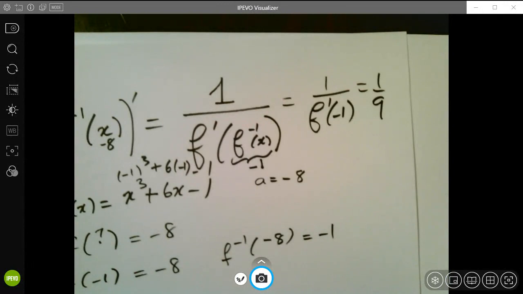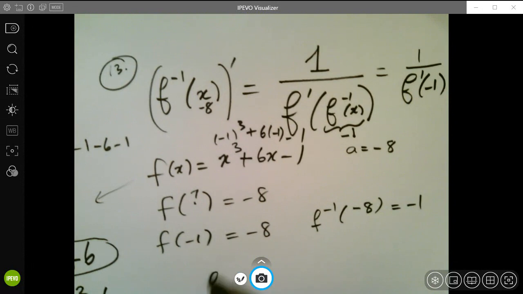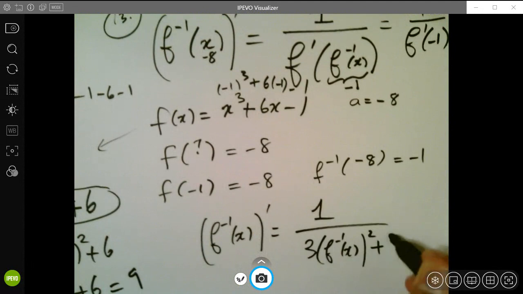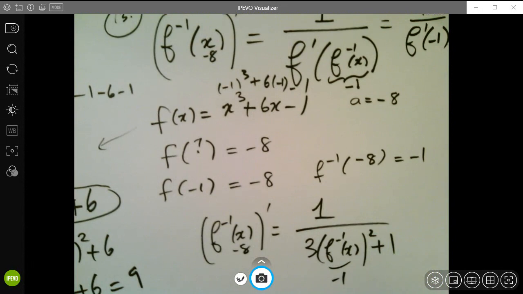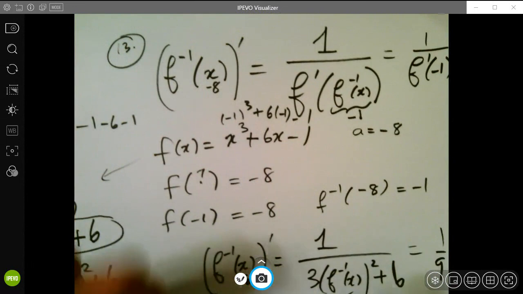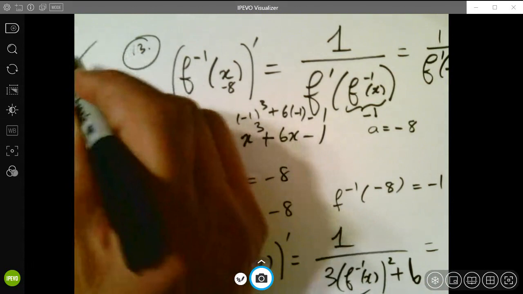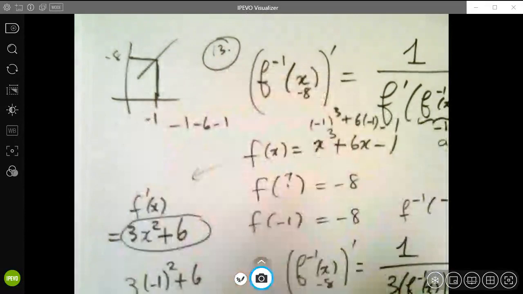Because the derivative of this one, normally, f inverse of x prime will be 1 over 3 f inverse of x squared plus 6. And this is negative 8, so this one will be negative 1. Then it will be 1 over 9. In other words, you have to apply the derivative at the inverse image. This is negative 8 here and x here. You have to look for which one gives you the y value, which is negative 1. Okay, then you do f prime, you plug in f prime of this one.